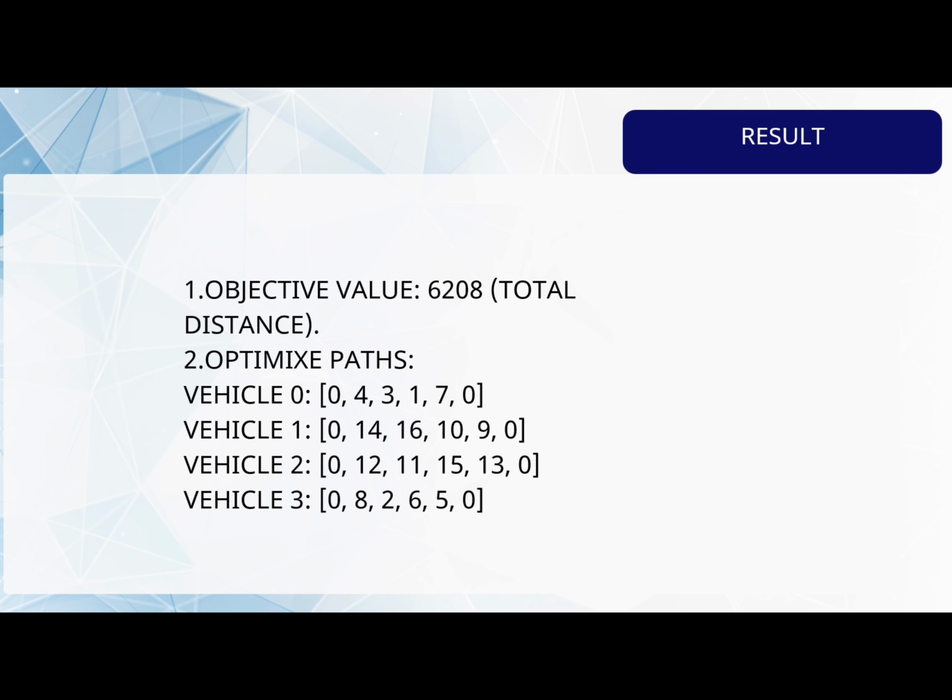The total distance is in meters. For example, vehicle 0 goes from the depot to location 4, to location 3, 1, to location 7, and then back to the depot. Another one is vehicle 1, from the depot to locations 14, 16, 10, 9, and back to the depot, and so on. The same for vehicles 2 and 3. Each route respects the capacity constraint while minimizing the travel distance.